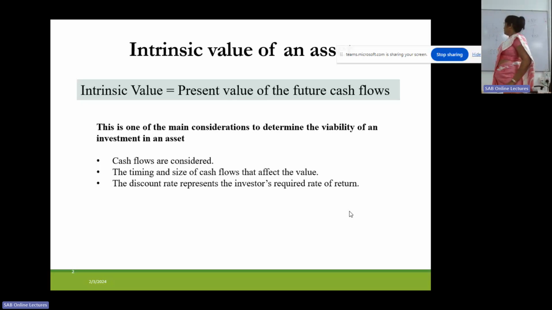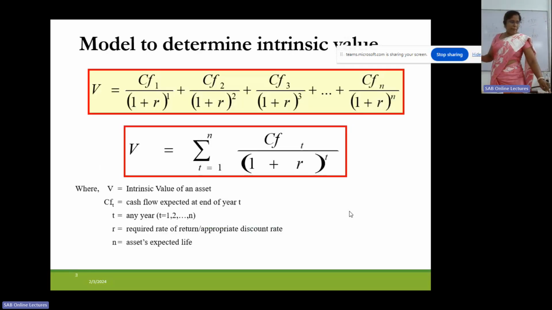But here, in bond valuation, the discount factor reflects the required rate of return. This is the fundamental, basic model of value determination. You can apply this model to any asset, not only bonds and debentures like financial assets, but even real estate or fixed assets.